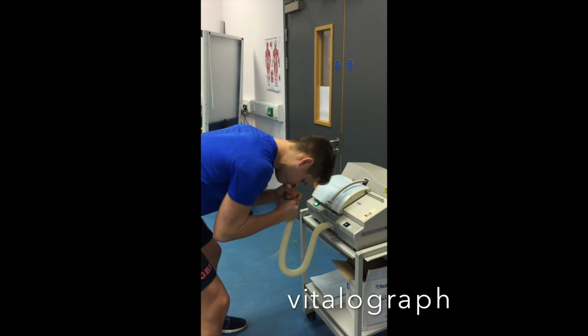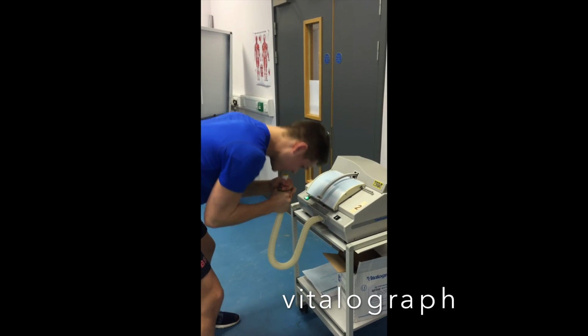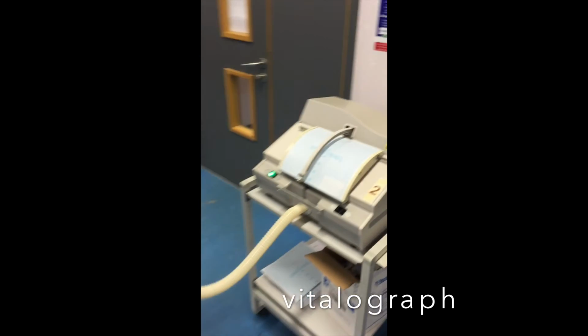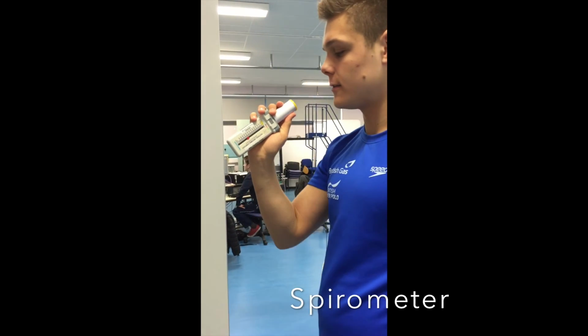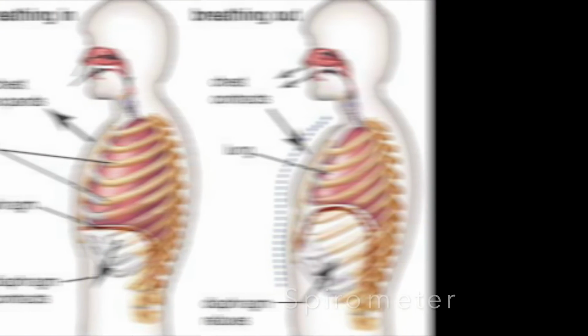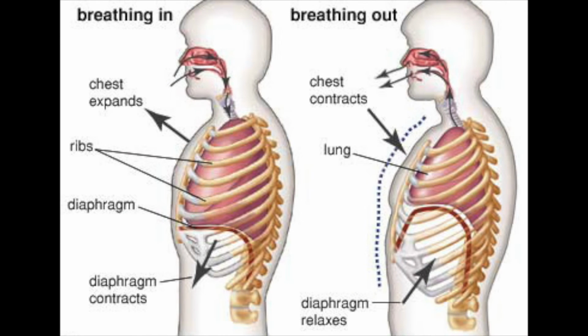The vitalograph shows researchers how much volume of air the participant can expire in one breath. The peak flow meter shows a participant's maximum speed of expiration in one breath. While the participant inspires, the ribcage elevates and the diaphragm flattens. However, while expiring, the diaphragm domes back up and the ribcage contracts.